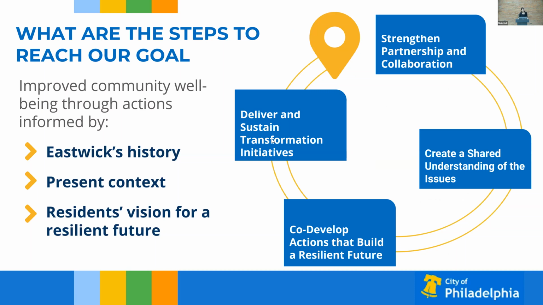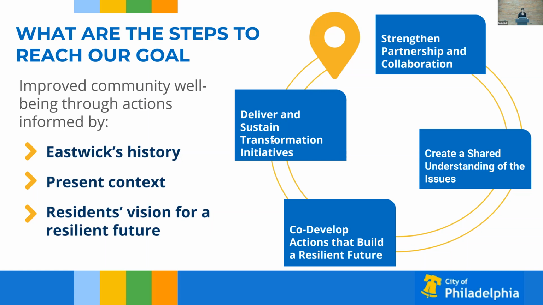What we really aim to do in Eastwick, acknowledging Eastwick's history, the present context, and understanding the residents' vision for a resilient future, is center the community's perspective and deliver and sustain transformation initiatives that align with the community's priorities. Throughout this process, we're strengthening partnership and collaboration. We work very closely with Eastwick organizations as well as our partner agencies.